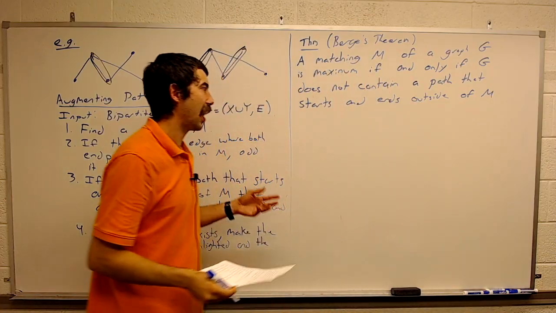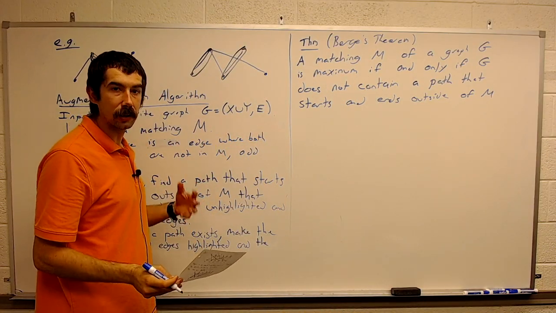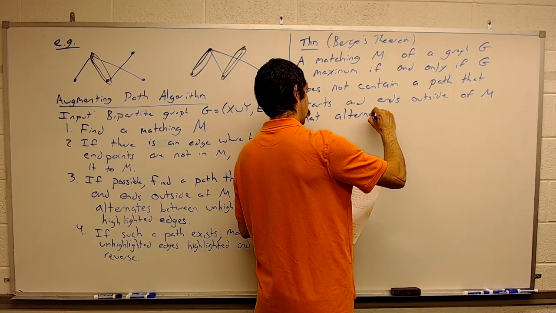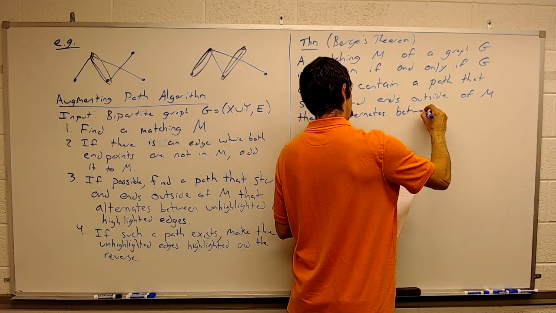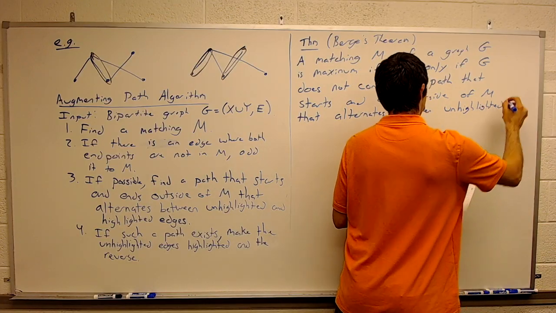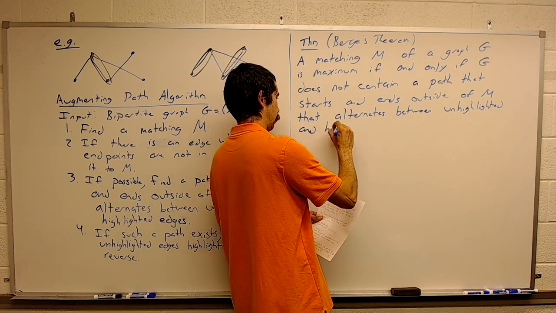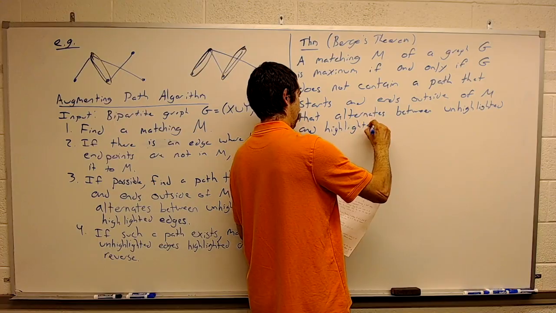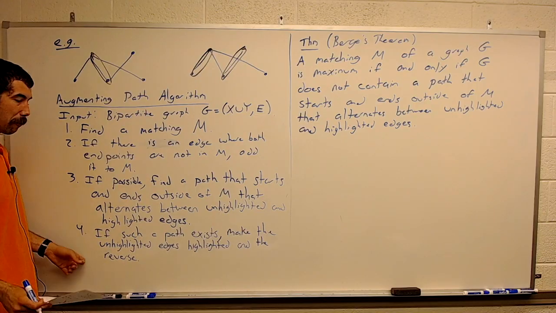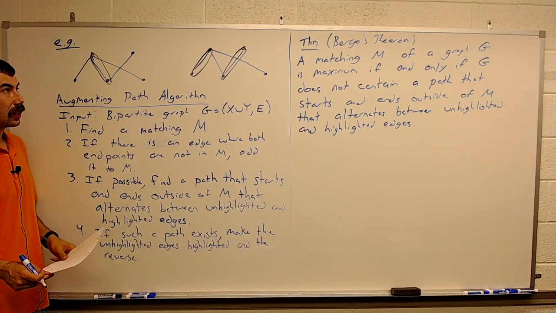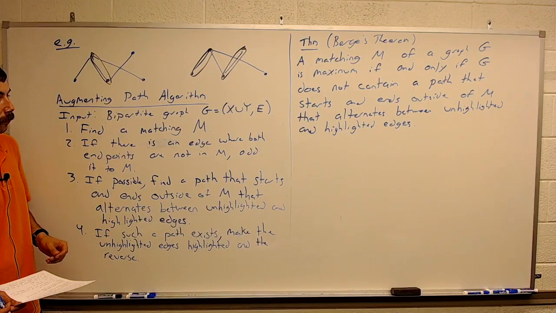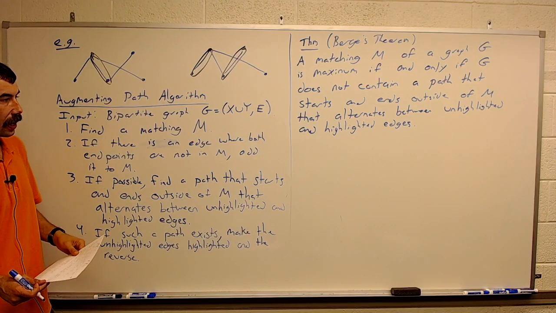So it does not contain a path that starts outside of M that alternates between unhighlighted and highlighted edges. Okay, so what Berge's theorem is saying is if we run this algorithm, we're guaranteed to get the biggest possible matching on our bipartite graph. Okay, so let's take a look at an example.